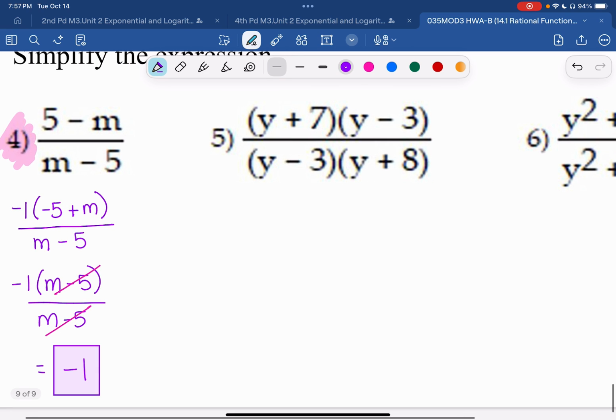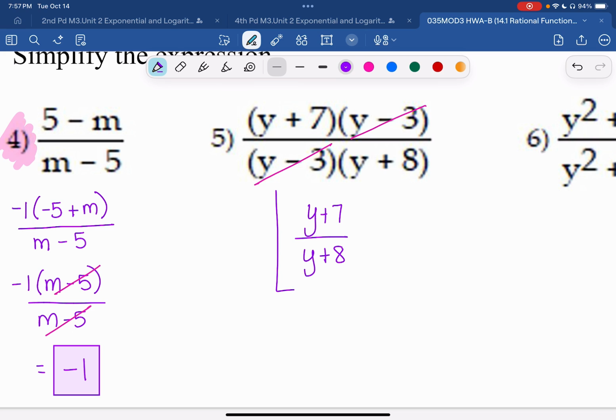Okay, number 5. This has already been factored for us. Is there anything we can cancel out? So if you look, there's a y minus 3 and a y minus 3. That leaves us with y plus 7 over y plus 8. And that's it. Nothing else can cancel. Now I've got a denominator that has a variable in it. So what would make that 0? A -8. So y cannot equal -8.